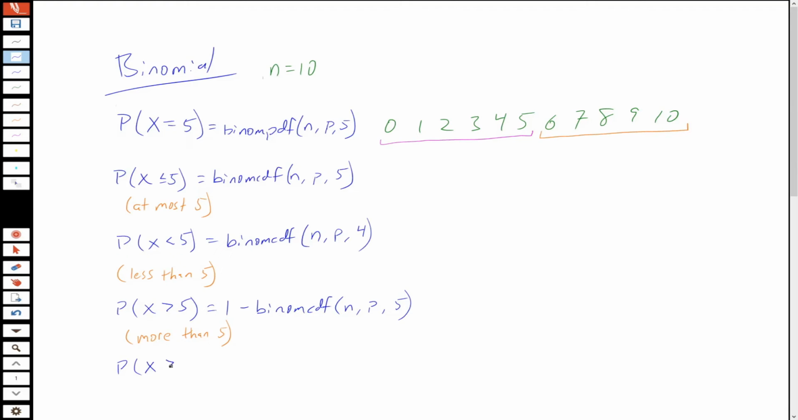Okay, and one final case, let's suppose I want x greater than or equal to 5. The wording for this would be at least 5. Okay. Then if I look at the range of values that we're talking about, greater than or equal to 5 is going to be from 5 to 10, right, including the 5. So the complement is going to be the range of values from 0 to 4. So when I use the complement rule, I want 1 minus the binom CDF, where I plug 4 in.